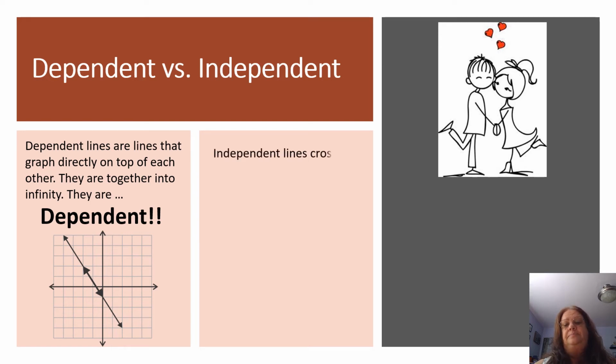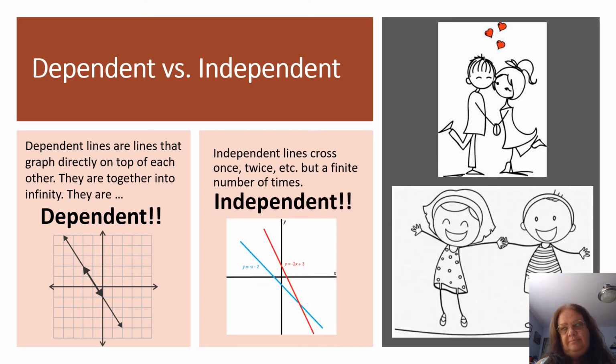Independent lines cross once or twice. Well, when you're using just linear systems, it can only cross once, but they cross a specific number of times. They are independent. It's like our couple that are hanging out and going to a movie together one day, and three or four days later they go to dinner, right? They're just independent. Those are independent lines, only cross in one or more places, but a finite number of places. The dependent, they're the same line, so it's on top of each other.